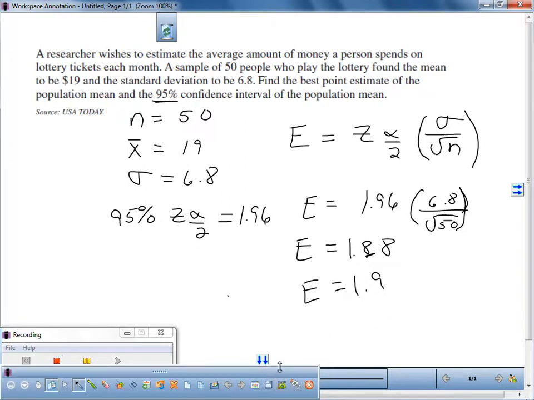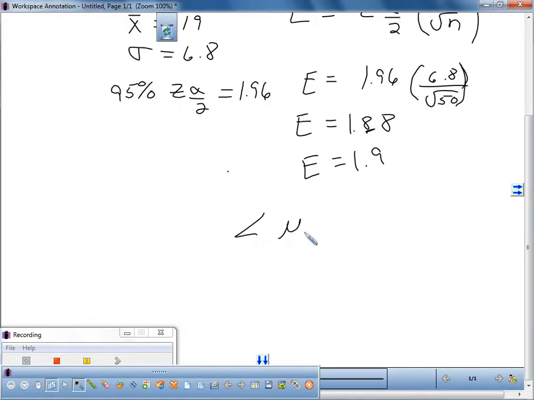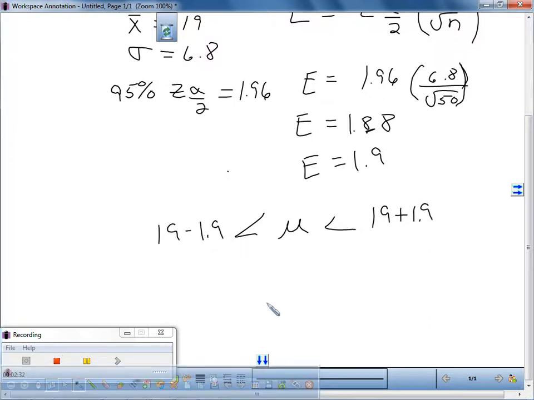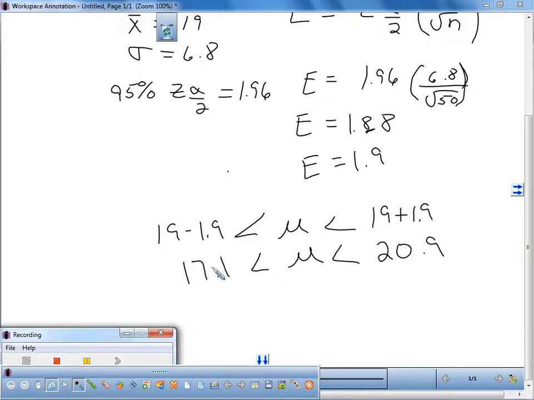So we'll have 1.9. Now to find our confidence interval, we'll take our mean for the sample, and we're going to add 1.9 to it for the high end and subtract for the low end. So we'll set up for our true mean: we'll take the 19 and add 1.9, and we'll take 19 and subtract 1.9. So we end up with 17.1, or $17.10, and $20.90.